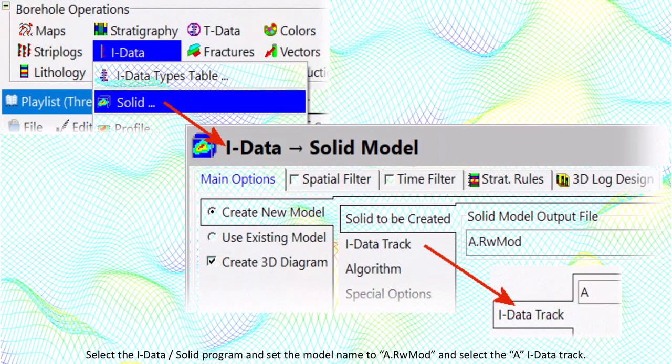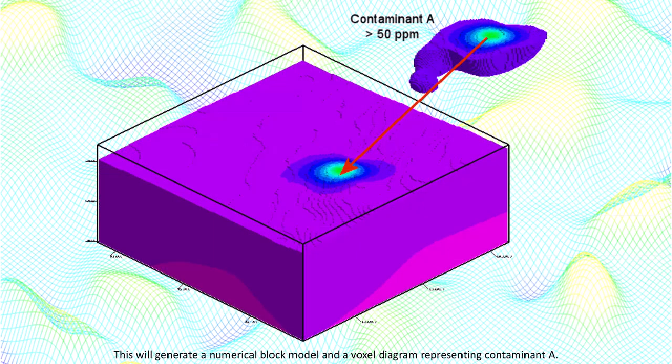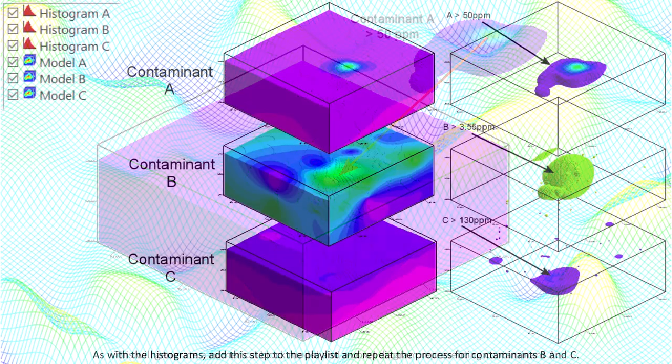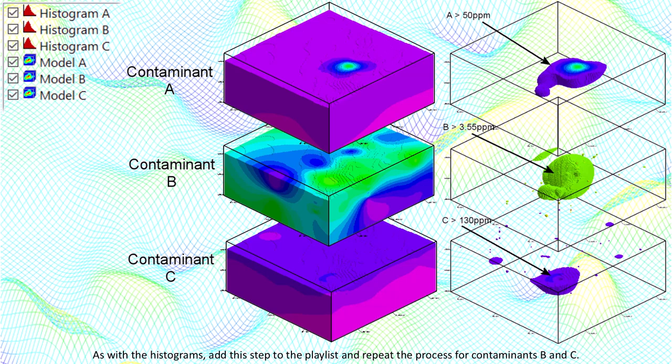Select the iData Solid program and set the model name to A.RWMod and select the A iData track. This will generate a numerical block model and a voxel diagram representing contaminant A. As with the histograms, add this step to the playlist and repeat the process for contaminants B and C.